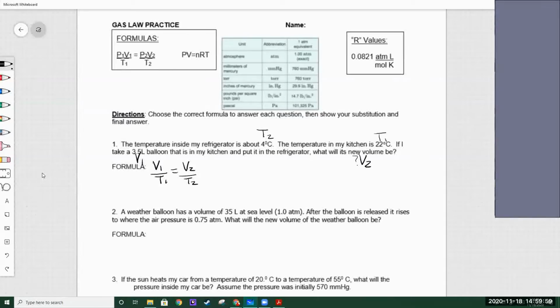Now, my volume is in liters. Great, I love that. I don't like my temperature in degrees Celsius. It's very rare that they'll give you Kelvin. They mostly will give you degrees Celsius. So you're going to have to convert. The way I convert is 4 degrees Celsius plus 273 equals 277 Kelvin. Here I'm going to have to convert for my first temperature. So I have 22 degrees Celsius plus 273 gives me 295.